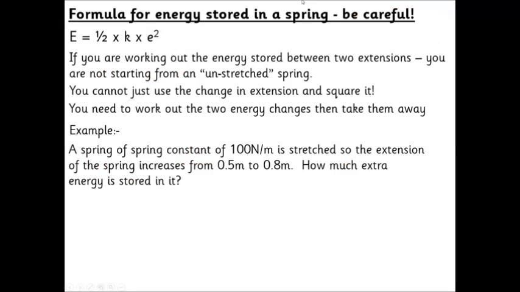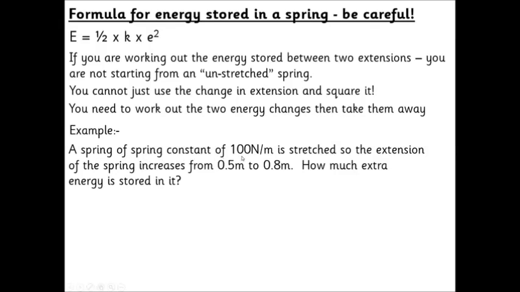Now, things might not always be that simple, and I've got a warning here: be careful. Using the formula, if you're working out the energy stored between two extensions, you are not starting from an unstretched spring. So remember, this extension is always the actual individual extension. If you extend it, and then you extend it again, you can't just use the change in extension and square it. You need to work out the two energies and then take them away. So what do I mean by that? Let's have a look at a question.